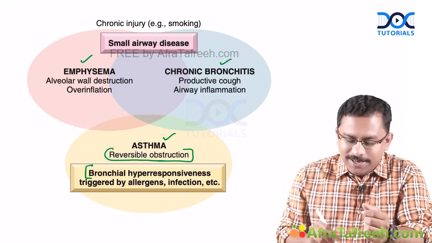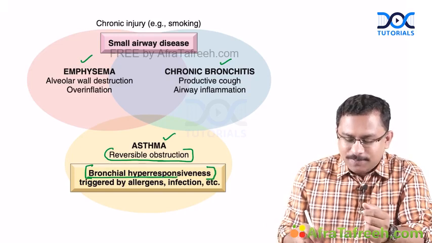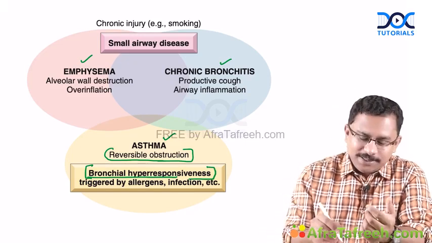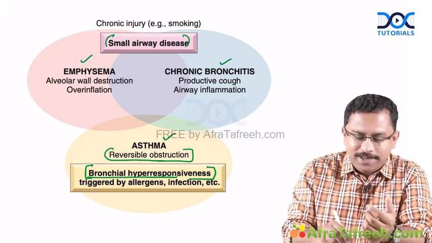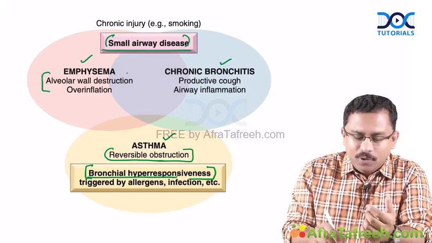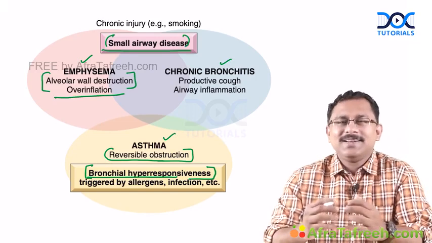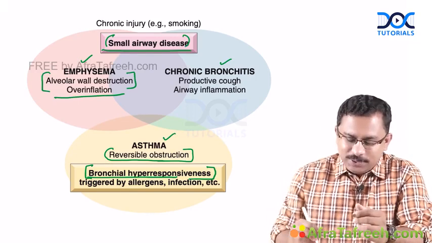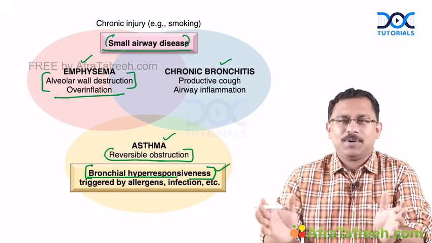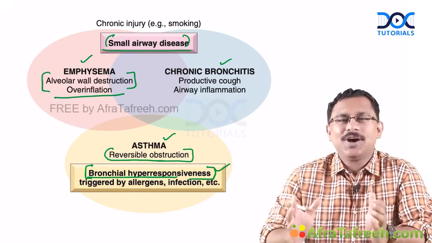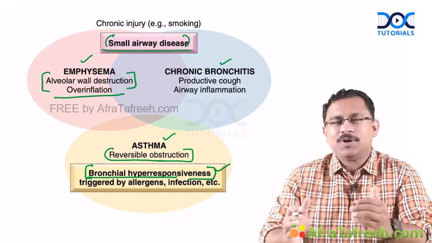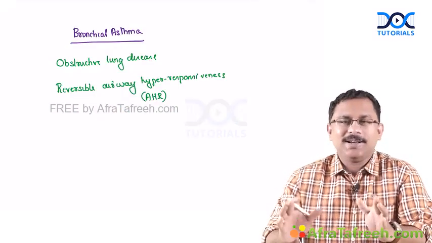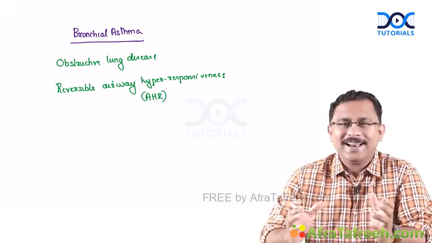So it is predominantly a bronchial hyperresponsiveness, whereas in emphysema the small airways can be involved, like your alveoli. There is an alveolar wall destruction, there is an alveolar inflation. So that is what happens. Here you have a bronchial hyperresponsiveness, that is your airway hyperresponsiveness in bronchial asthma. Alright, so you understood what is bronchial asthma in a nutshell.